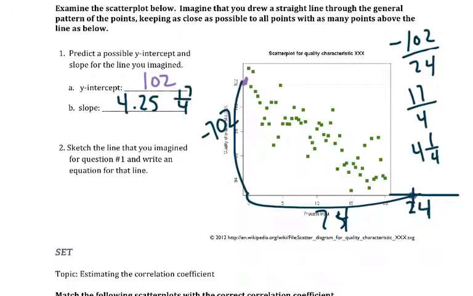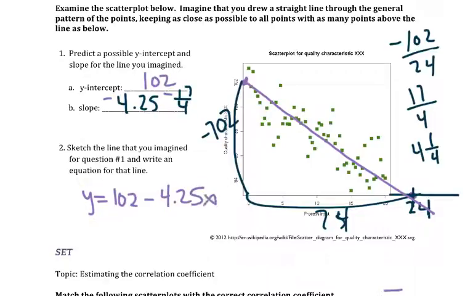Then I would sketch my line, which would look something like this. And my equation would be y equals my y-intercept, and then I'm going down, so it would be a negative, wouldn't it? Negative 4.25x. Yours may be slightly different, that's fine.